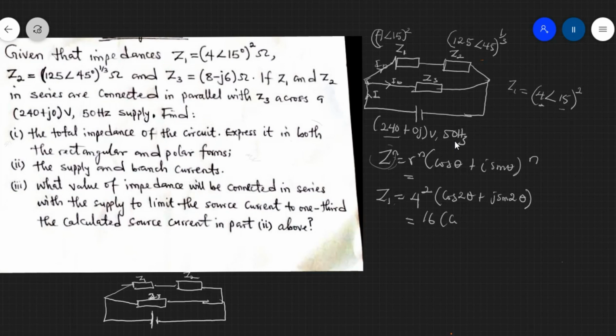That's 16 into cos 30 plus j sine 30 degrees.